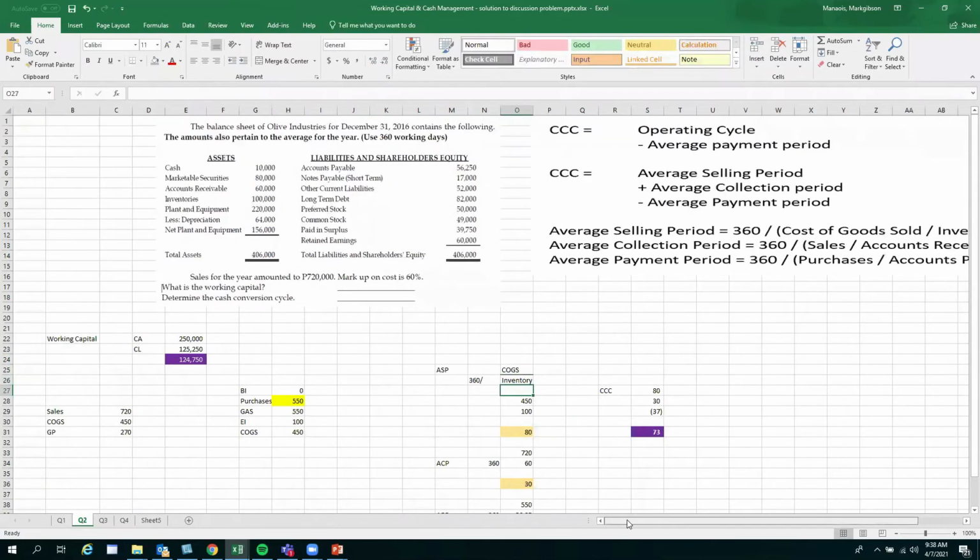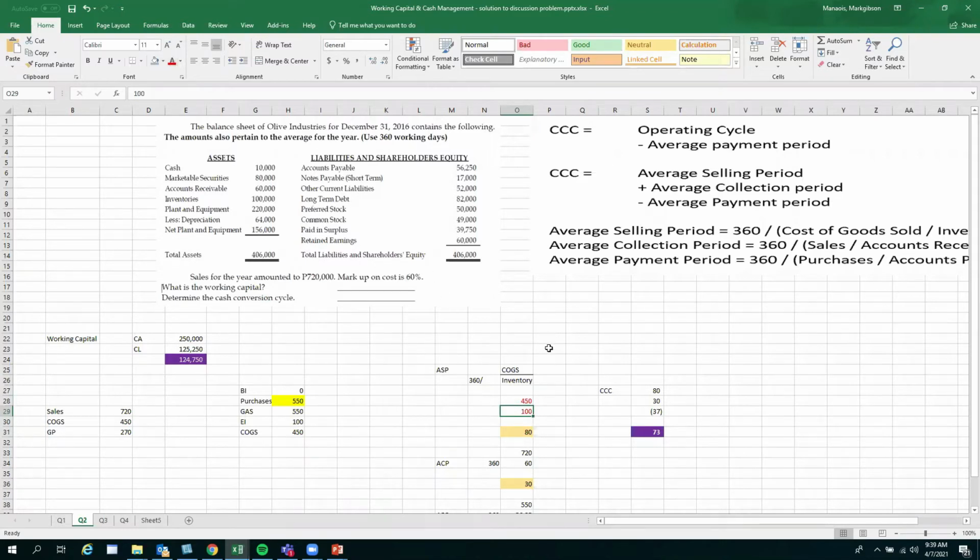Okay. Pero this time, ang given sa atin is the sales, no? And then the markup on cost is 60%. So there's a way for you to derive how much would be your COGS, your cost of goods sold, no? So that's 450,000 pesos. Okay? And how much is your inventory? So that's 100,000.